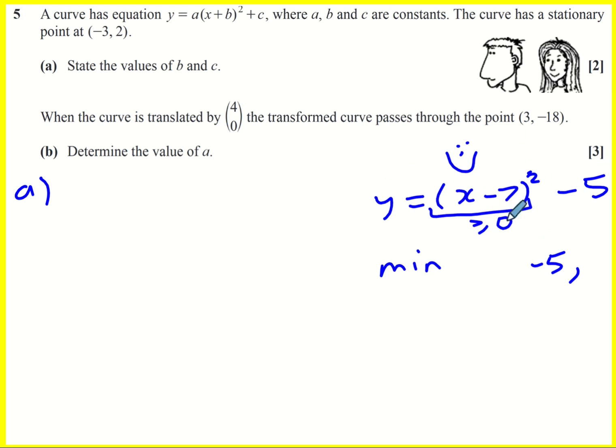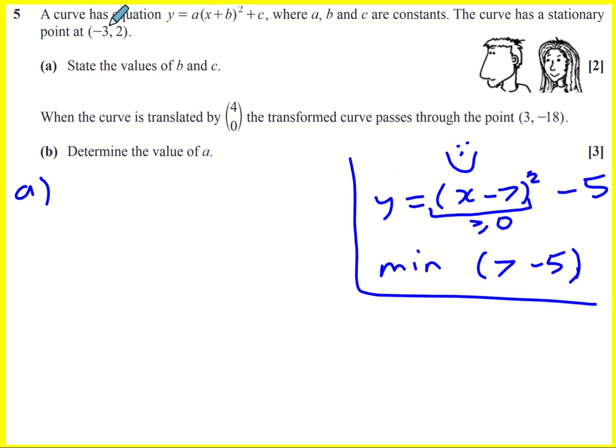And what causes this to be equal to 0? It's going to be when x is 7, because that will make the bracket 0. So it's going to become (7, minus 5). And you can imagine if I gave you the minimum, you could work back to get the equation, which is exactly what's being done here.